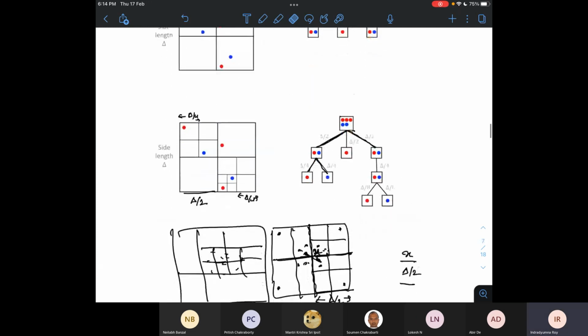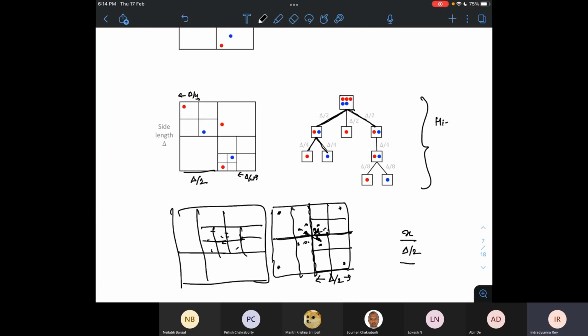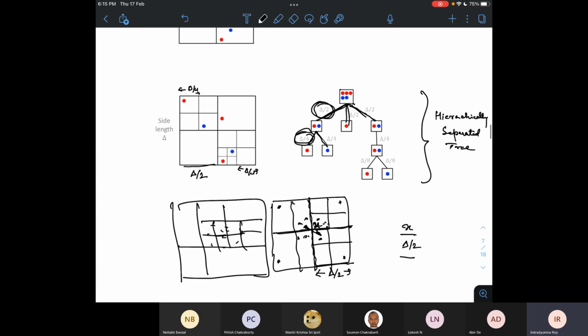So the other thing is that this is basically a very special type of tree. I think I have the definition later, but let me mention it here. It's called the hierarchically separated tree, where all the edges coming out of a node have the same weight. As you can see, all the edges have delta by 2 weight, and the edge weights decrease exponentially by a constant factor. So you can say it's delta by 4, delta by 2, delta by 4, and so on and so forth. This has some special properties, algorithmically speaking, which we'll discuss next.